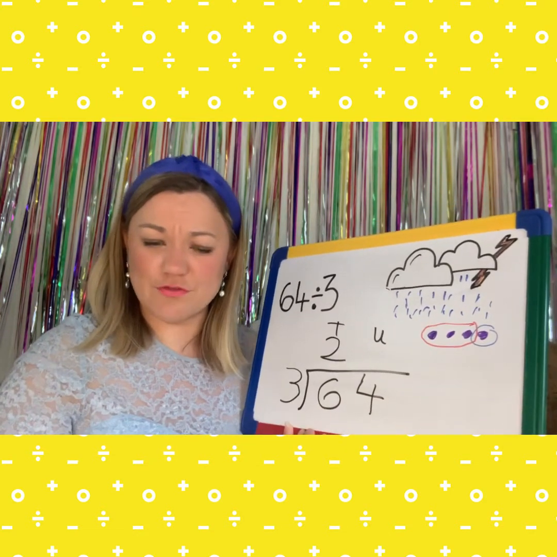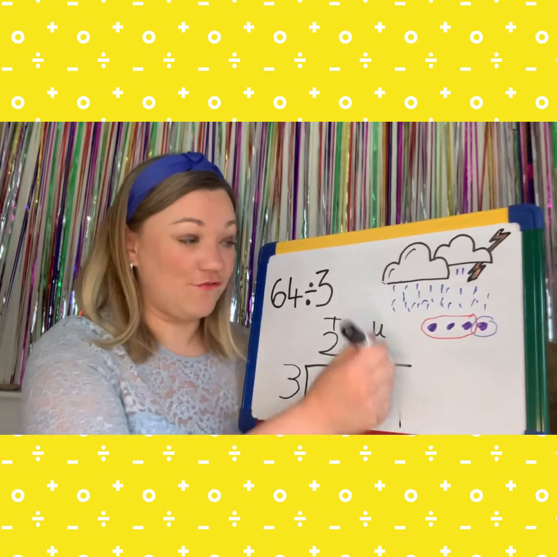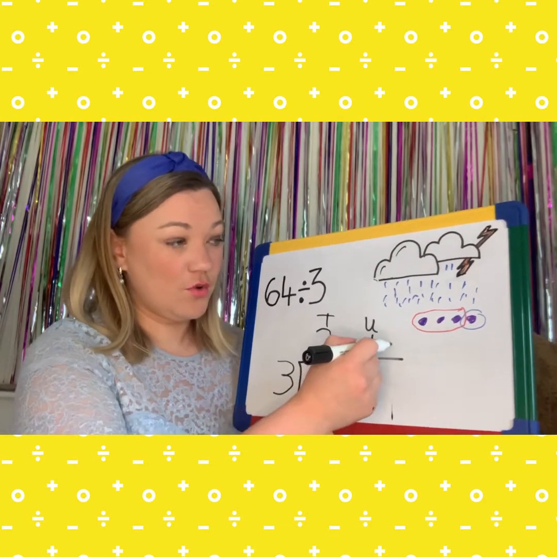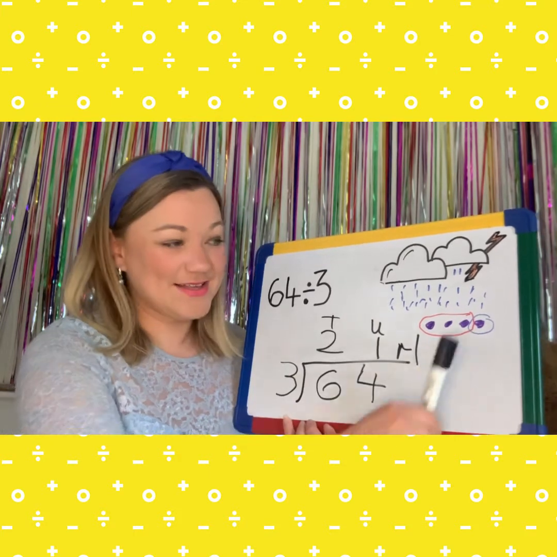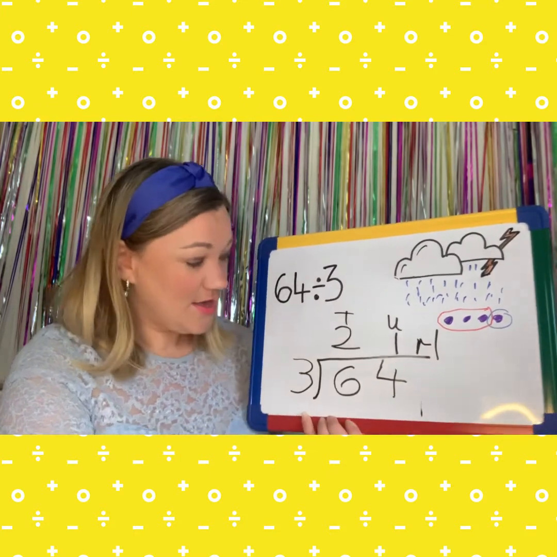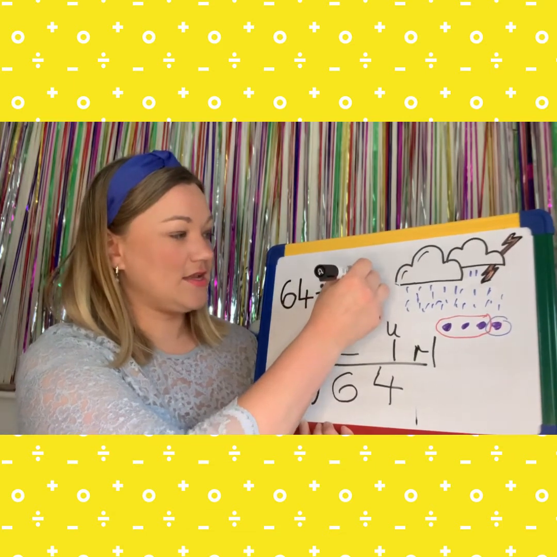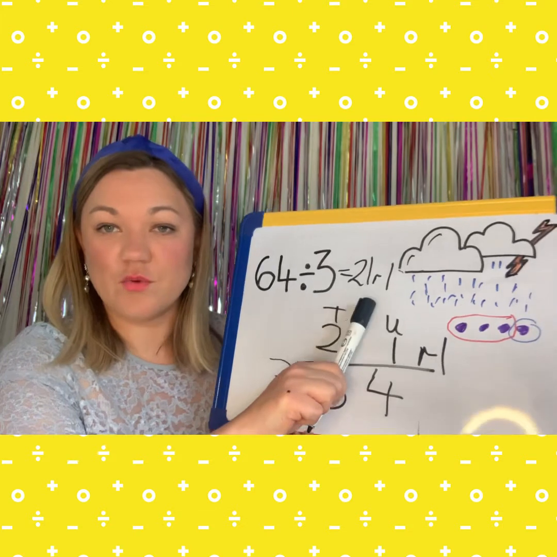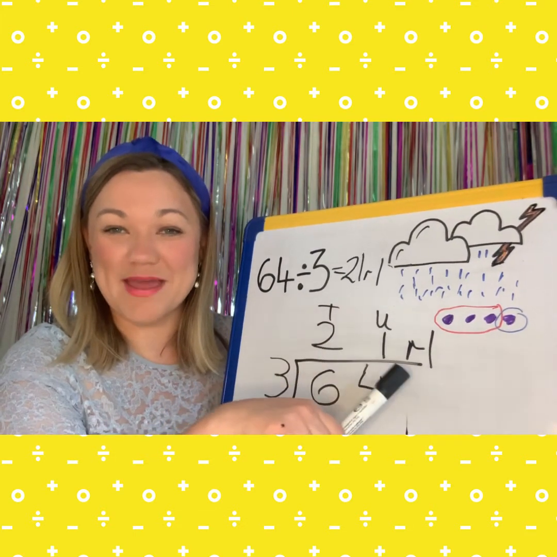So how many groups of 3 is that? That's one group of 3. So how many 3s are there in 4? There is 1. And then how many are left over? We have a remainder 1, don't we? Because that's the little remainder left over. So the answer to 64 divided by 3 is 21 remainder 1. Can you see that, children? We do a little r, that means remainder, and there's the other one, 21 remainder 1.